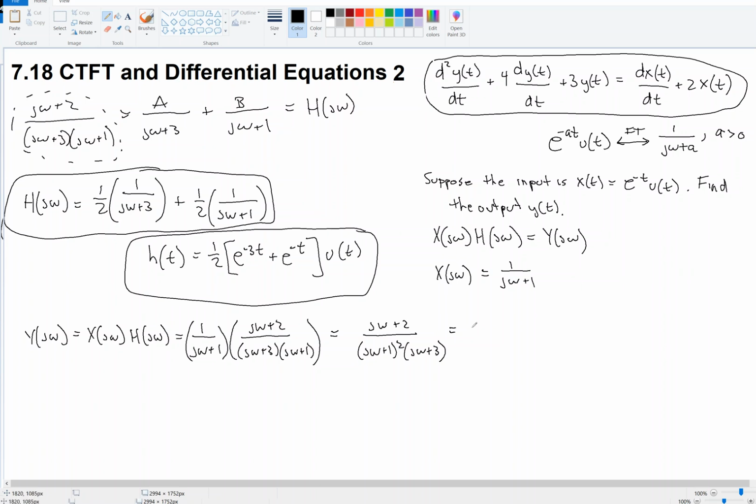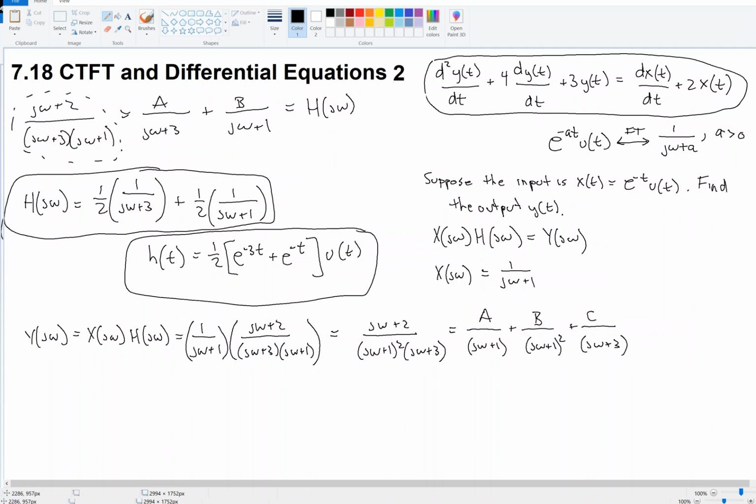And I don't really want to go into why, but you should have learned in your math course the form of the expansion is going to be some constant over j omega plus 1, plus some constant over j omega plus 1 squared, plus some constant over j omega plus 3. This is the form of the expansion, and we have to get constants a, b, and c.